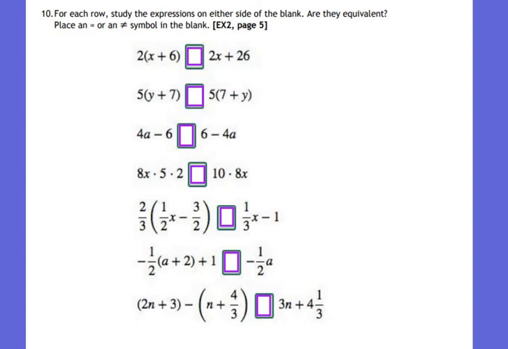So I notice there's no like terms on this right side of the first one. Do I have like terms or distributive property on the other side? Distributive property. So I can really do some of these in my head. What is 2 times x? 2x. Does that match? Yes. Okay. What's 2 times 6? 12. So is that equal or not equal? Not equal. So we'll put a not equal sign, which is an equal sign with a slash through it.